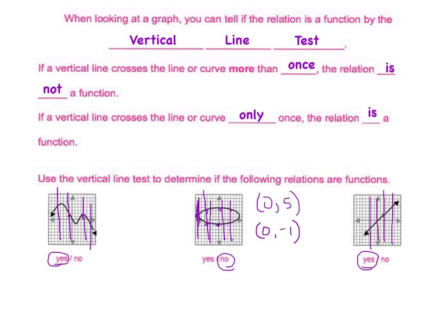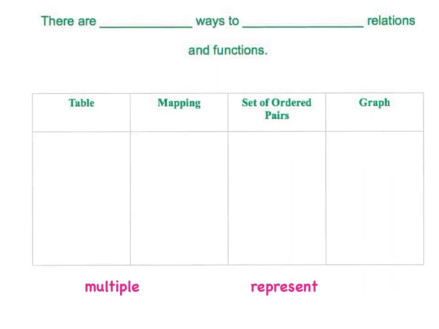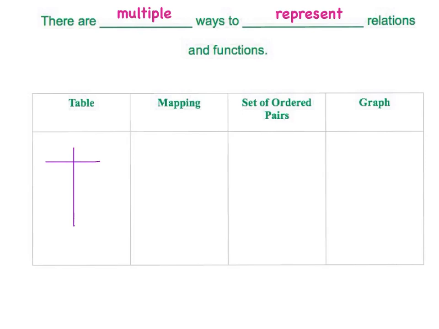Now let's move on and see the different ways that we represent relations and functions. There are multiple ways to represent relations and functions. One way to represent is by a table. And that would look something like this. You would have x, y, and you might over here have -2, -1, 0, 1, 2. And your y coordinates could be anything: 3, 4, 5, 6, 7.